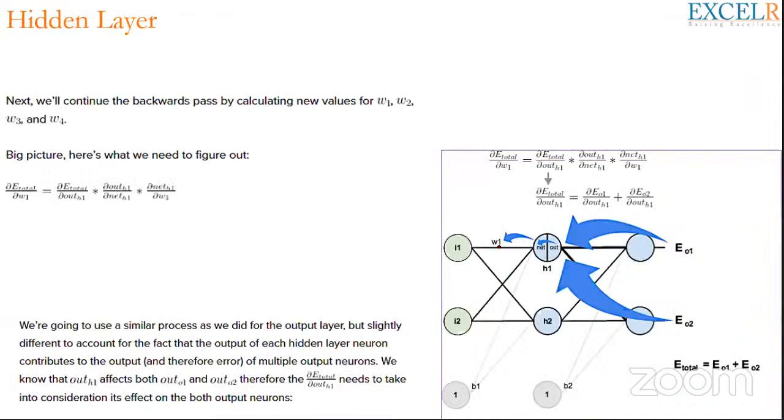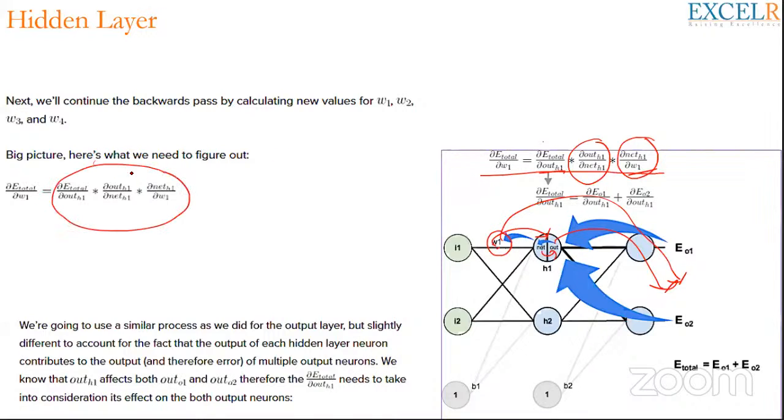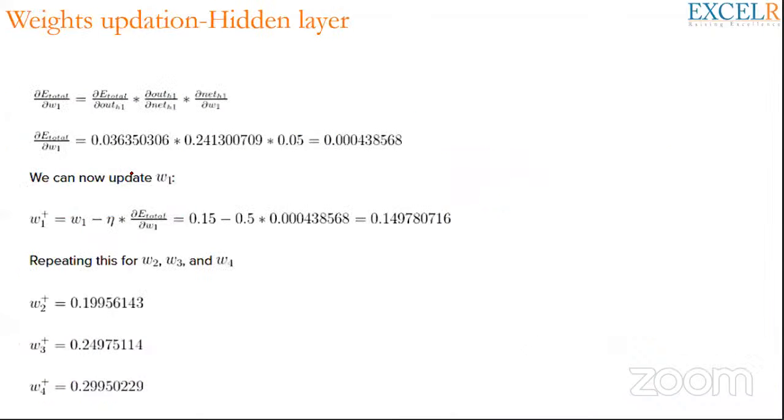Now coming to W1, we are going to identify how much W1 is affecting your total error. What is the rate of change of the total error with respect to W1? Again, the same chain rule: dou E total by dou out H1, dou out H1 by dou net H1, dou net H1 by dou W1. Net H1 is impacted directly by W1, then out, and out impacts the total error directly. We compute these one by one, the same way.